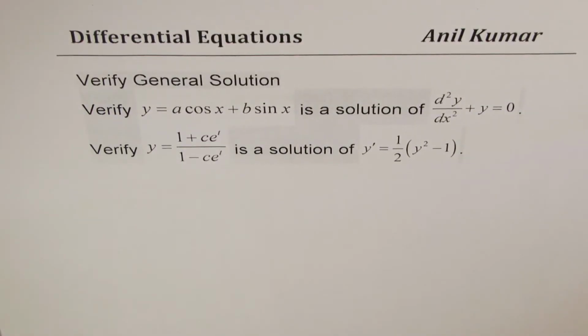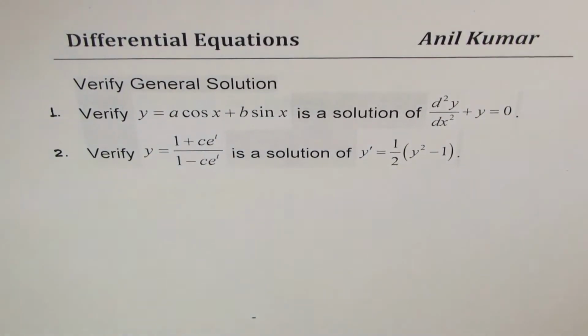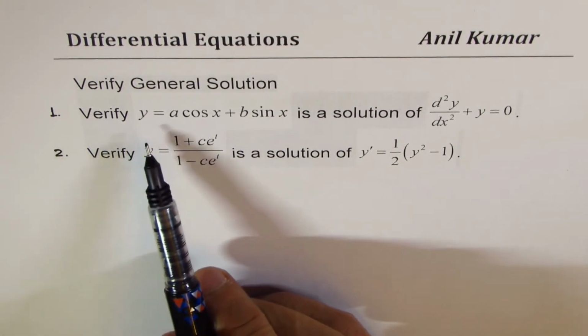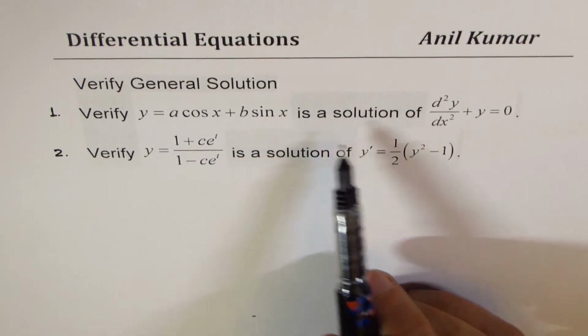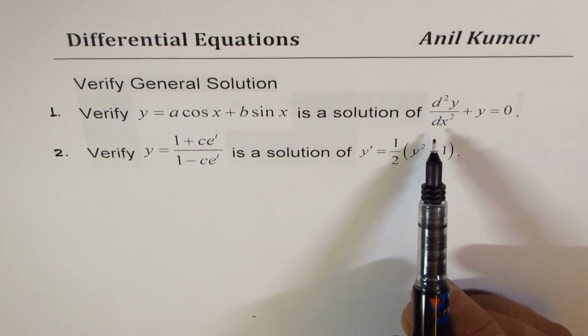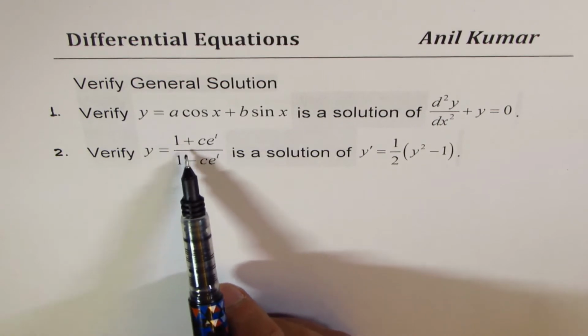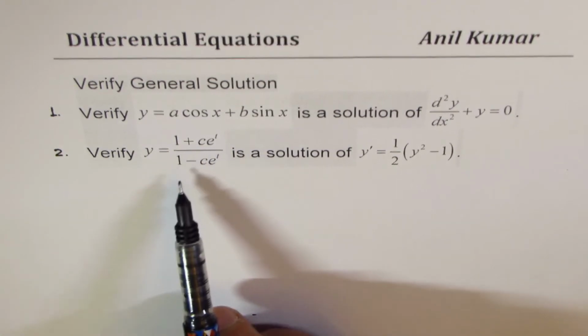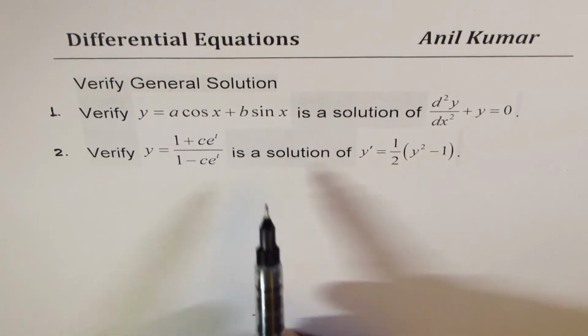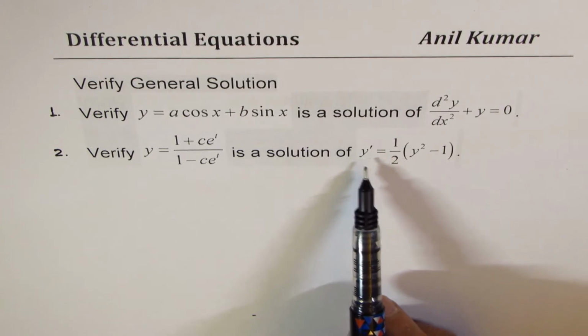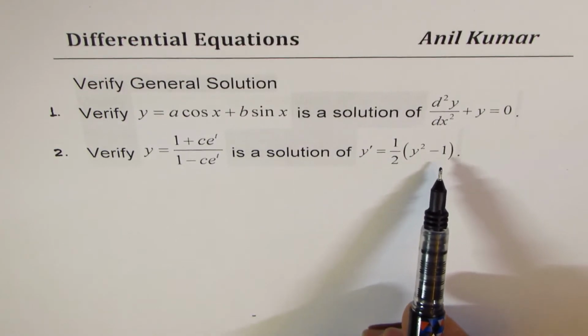Now let's move on, and we'll try to understand how to verify a general solution for a given equation. Now let us try to understand what the solution of a differential equation is and how to verify it. We have two questions here. The first one is verify y equals a cos x plus b sin x is a solution of d2y over dx squared plus y equals 0. The second one is verify y equals (1 plus c e to the power of t) divided by (1 minus c e to the power of t) is a solution of the derivative of y equals half of y squared minus 1.